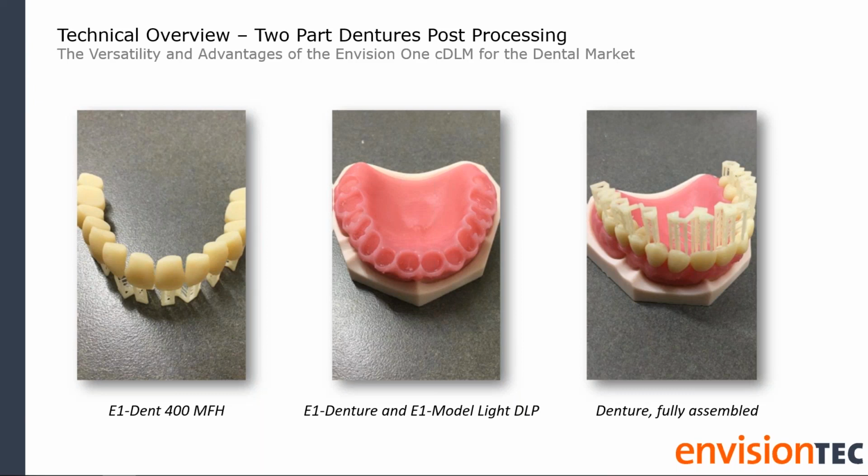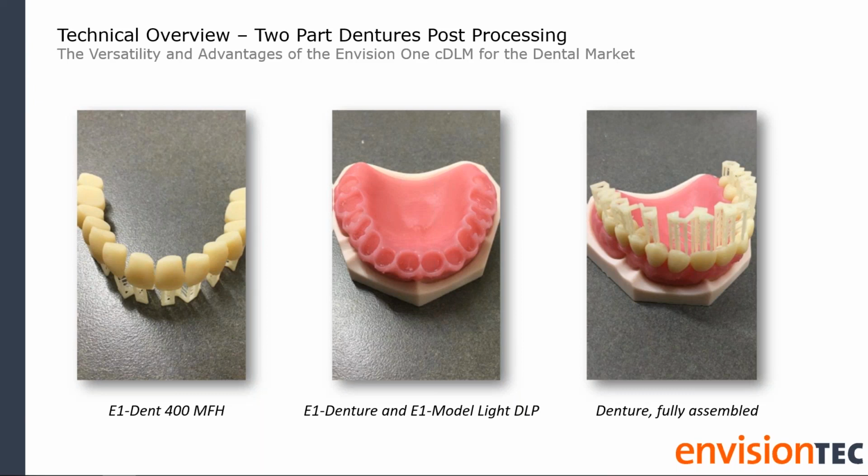We then post-cure inside of an EnvisionTEC curing unit, and we follow the instructions depending on the specific unit. We then apply the E1 denture resin into each denture tooth socket using a disposable pipette. We press fit the denture teeth printed in the E1 Dent MFH and clean up any residual uncured resin with a dry paper towel.